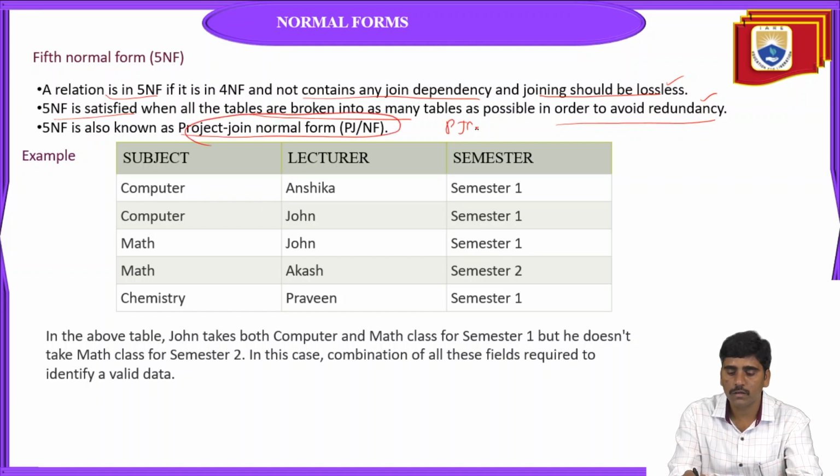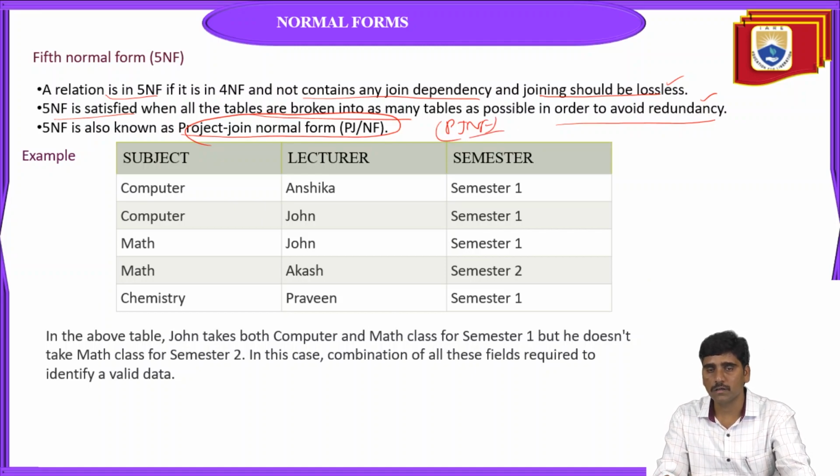Because of that, joining should be lossless. It is mainly focusing on joining. So project join normal form.